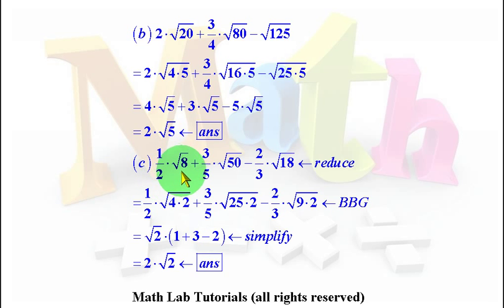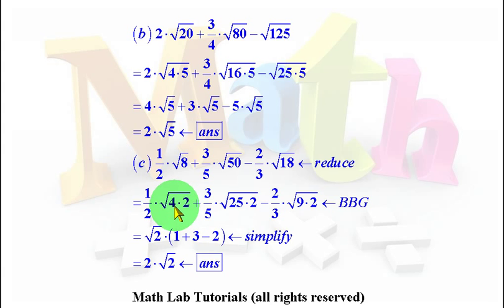We have 1/2 square root 8 plus 3/5 square root 50 minus 2/3 square root 18. And again, the idea is to reduce these radicals if possible. 8 can be rewritten as 4 times 2. 50 can be rewritten as 25 times 2. 18 can be rewritten as 9 times 2. Again, 4, 25, and 9 are the perfect squares, and 2, 2, and 2 are the bad guys. Okay, now it's time to extract the perfect squares.